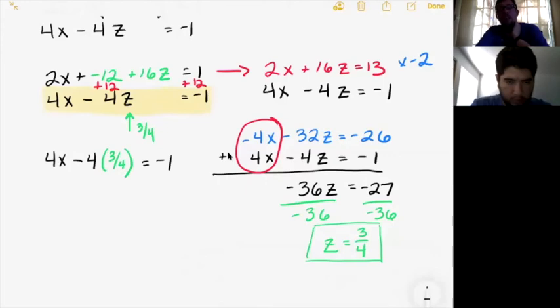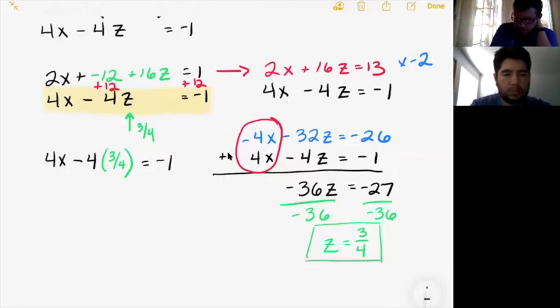Now, if you're not super comfortable doing fractions multiplied by whole numbers, that's why you have a calculator. Feel free to multiply it that way, but it's really not too bad. Negative 4 times 3/4 is going to be negative 3. The whole number and the denominator cancel, and we're left with just the negative 3. Really not too bad.